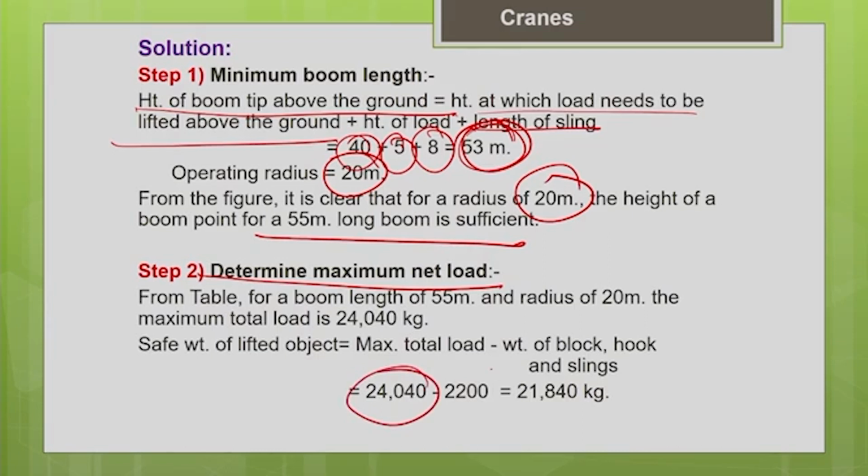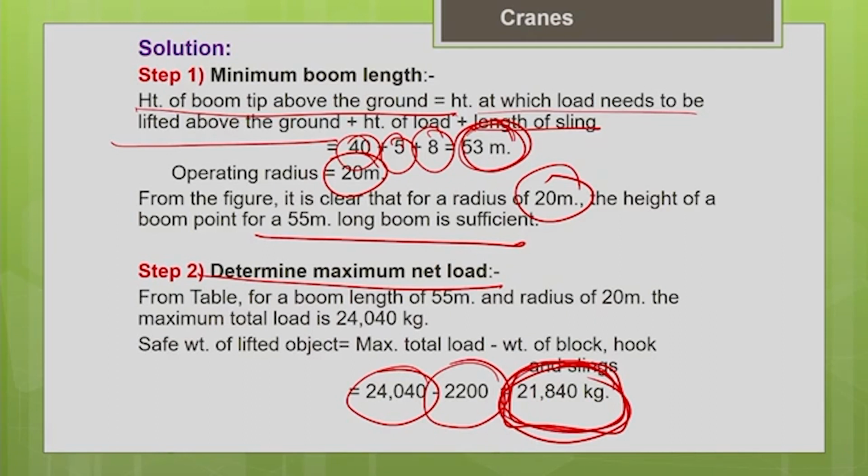From this you have to deduct the weight of your sling and the hook block, everything. This is the actual weight of the load you can lift, excluding the weight of the hook block, the sling and other accessories. So, the maximum lifting load possible for the safety of the crane for this particular boom length and this operating radius is 21,840 kg. This is how you determine the maximum load possible for the particular crane at this particular operating radius.